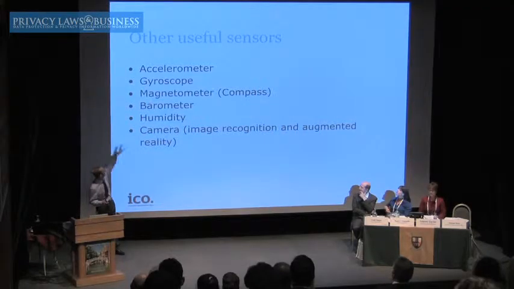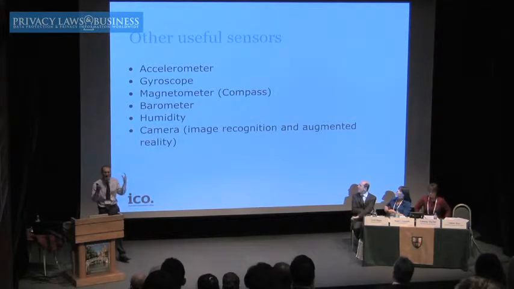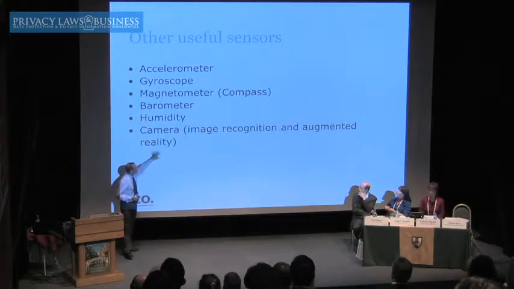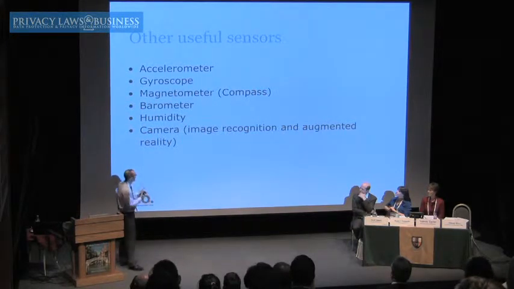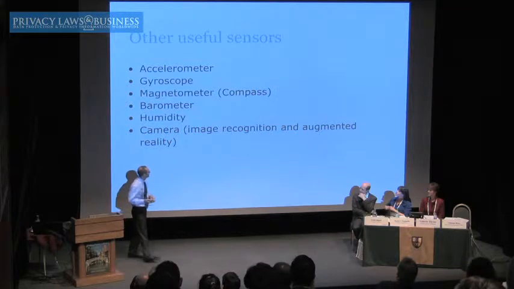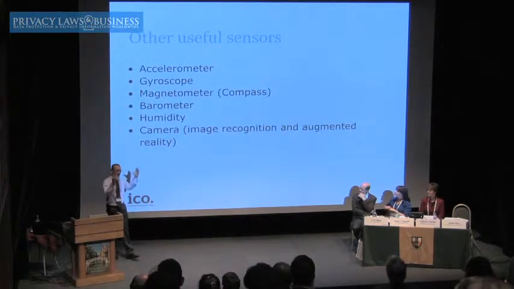And obviously, there are other weird and wonderful things, the barometers and humidity sensors all coming into these smartphones. But also, again, we've got the camera. That's taking pictures, storing the geolocation perhaps in the image file. And obviously, other weird and wonderful things, we can do image recognition or place other information on that live feed.